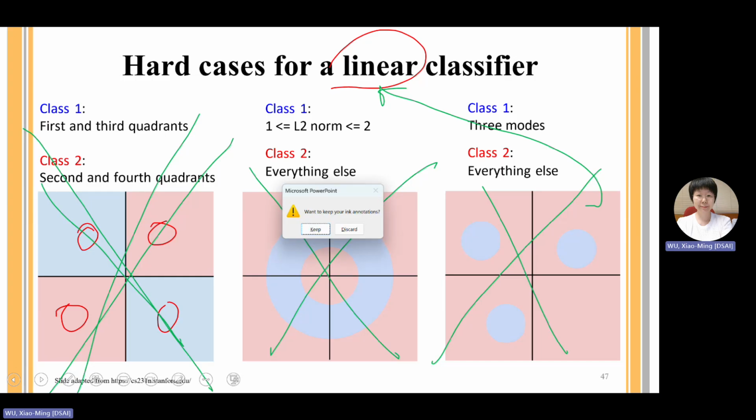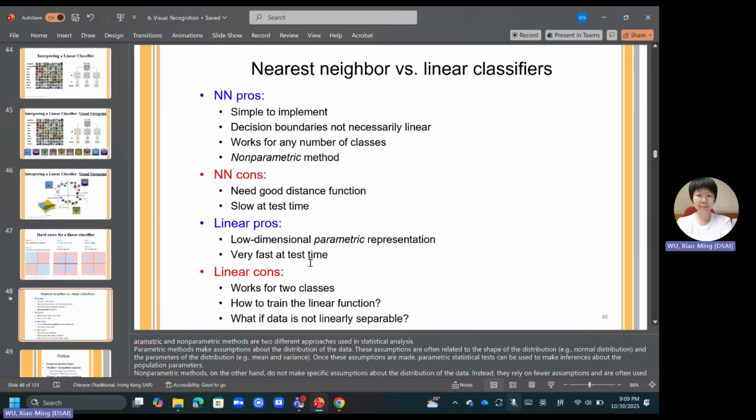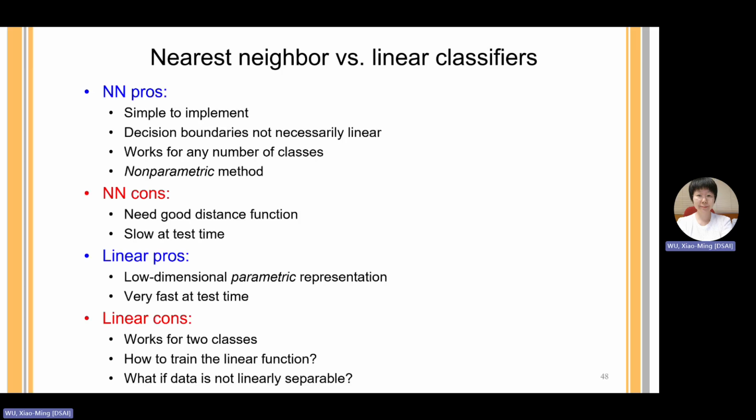Now we have finished introducing the classical statistical learning pipeline, and we have introduced the nearest neighbor and linear classifiers.